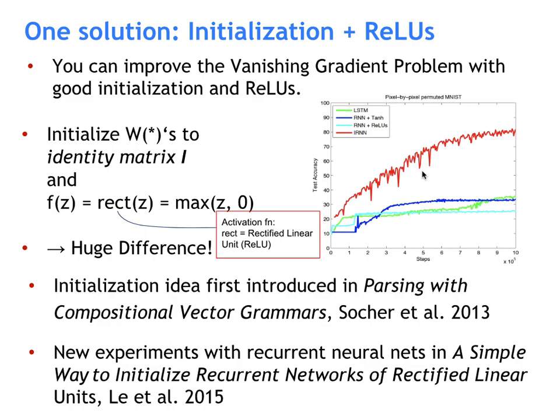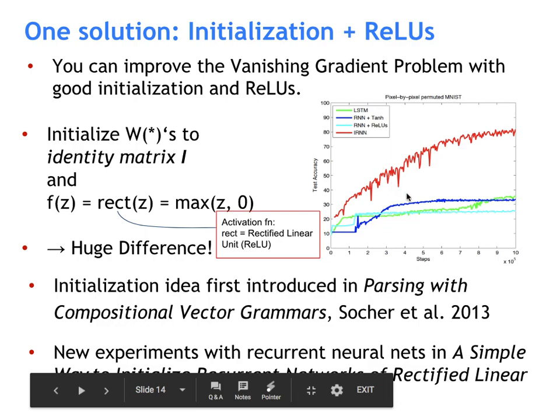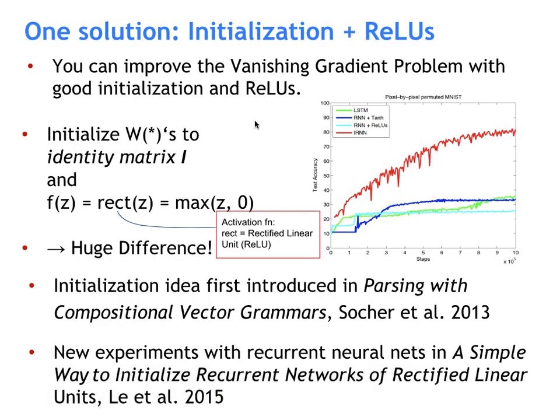In this paper, they were doing an experiment to compare different configurations of the network. One is LSTM, the fancy LSTM. The whole point of the paper is to prove that a simple initialization with ReLU can outperform LSTM, which is something very complicated. LSTM is the green one, and IRNN is our simple configuration of identity matrix and ReLU. The two in between are RNN plus tanh, and RNN and ReLU. So RNN with different activation functions. And this one is RNN plus ReLU plus the identity matrix for W.